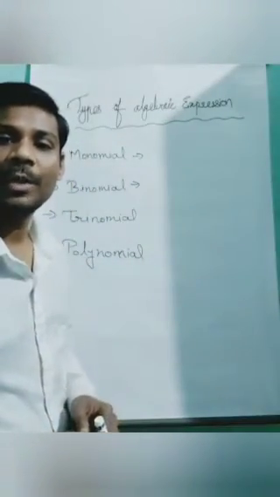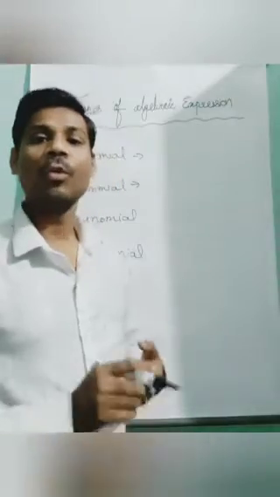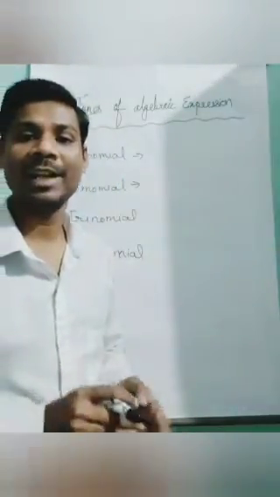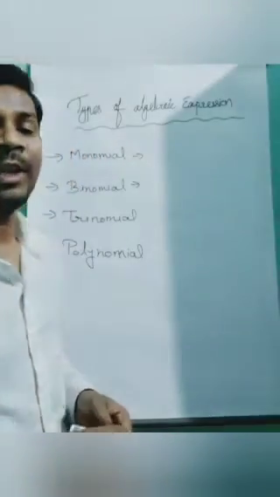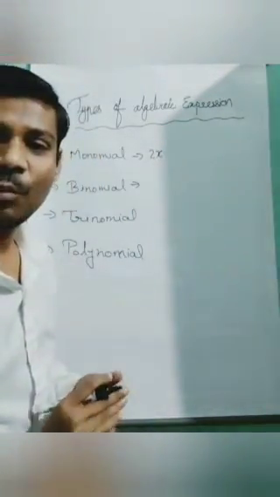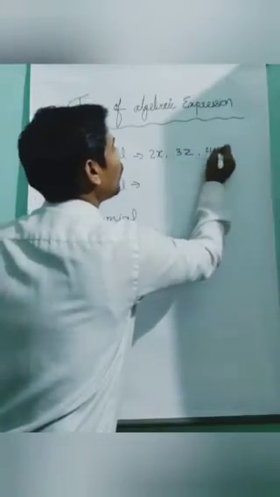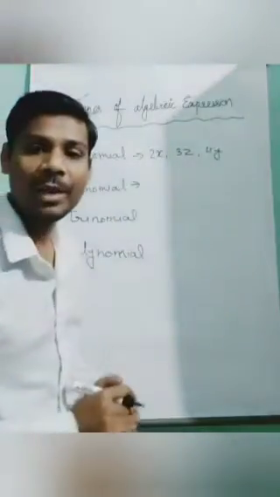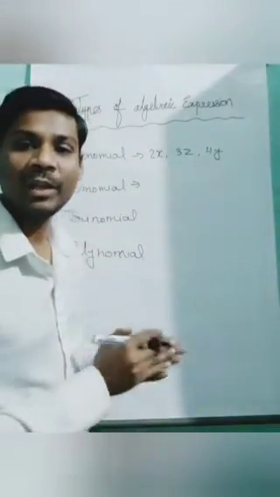First is monomial. So what is a monomial? A monomial has only one term in an algebraic expression. So we can say that 2x is a monomial because it has only one term. Similarly we can write 3z or 4y. It is considered a monomial because it has only one term.